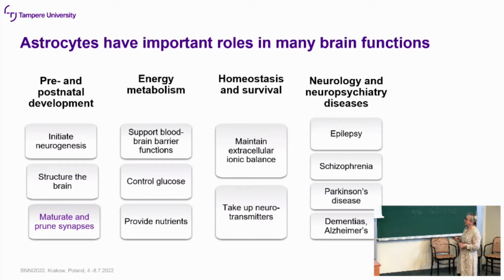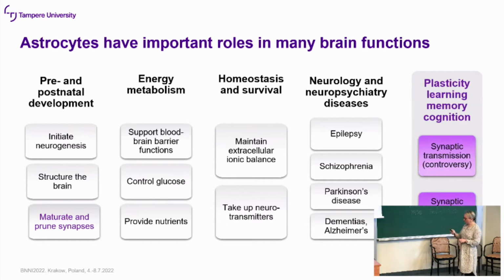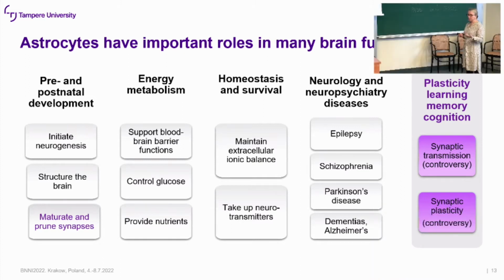Astrocytes are also implicated in many neurological and neuropsychiatric diseases, as listed here. But what is a bit more controversial, although it's known that they mature and prune synapses, is that we have only recently started to get more evidence about the role of astrocytes in plasticity, learning, memory, and cognition. For example, how they control synaptic transmission, synaptic plasticity, and so on, and in which conditions and in which developmental phases. So they may not do the same thing depending on the condition or on the developmental stage.